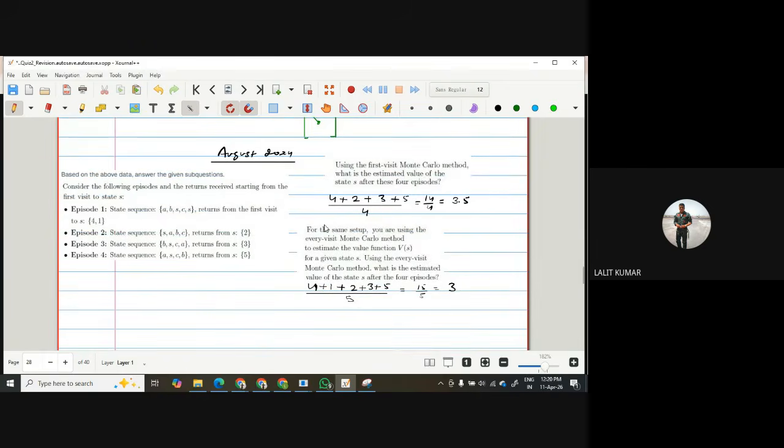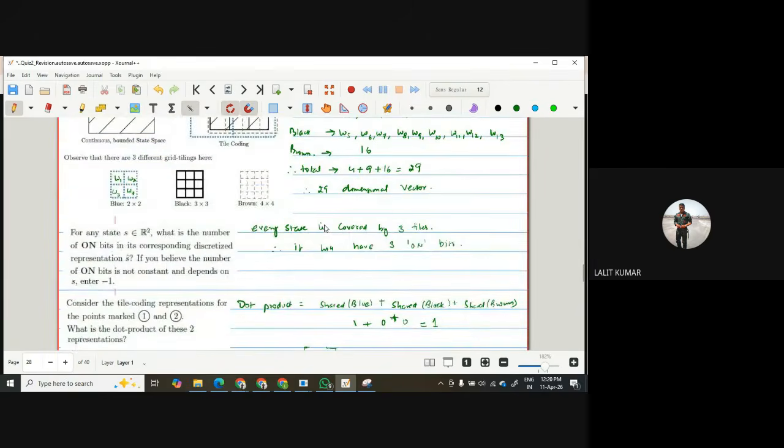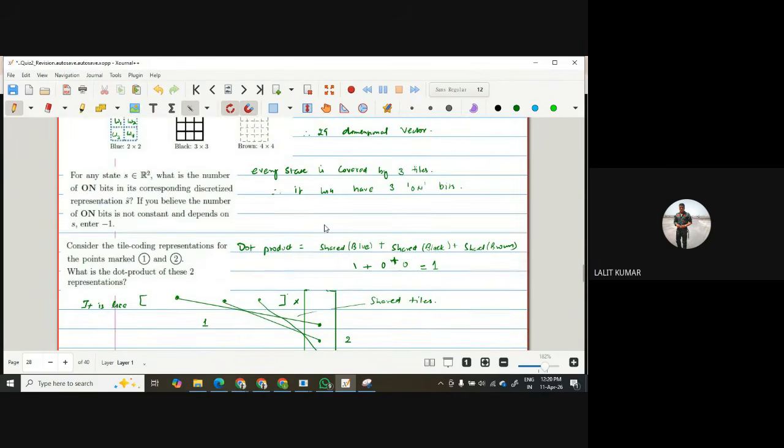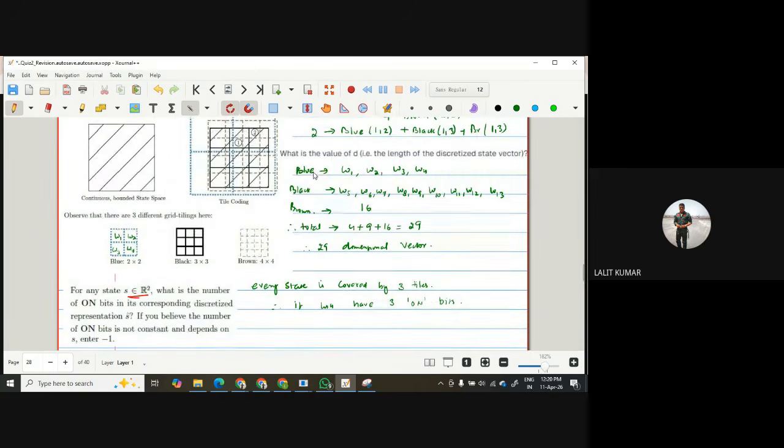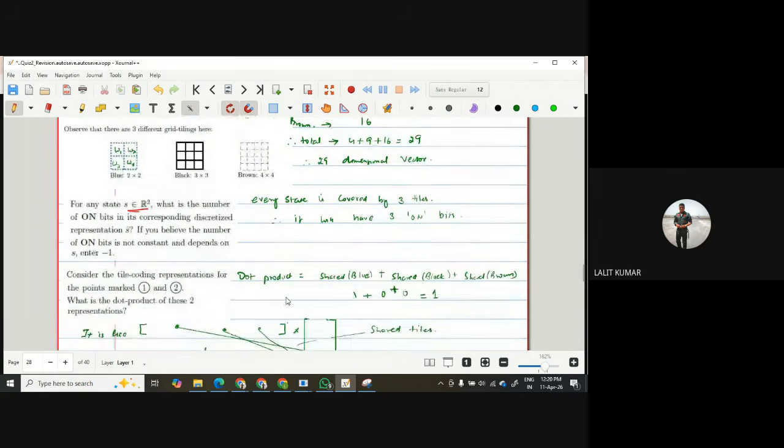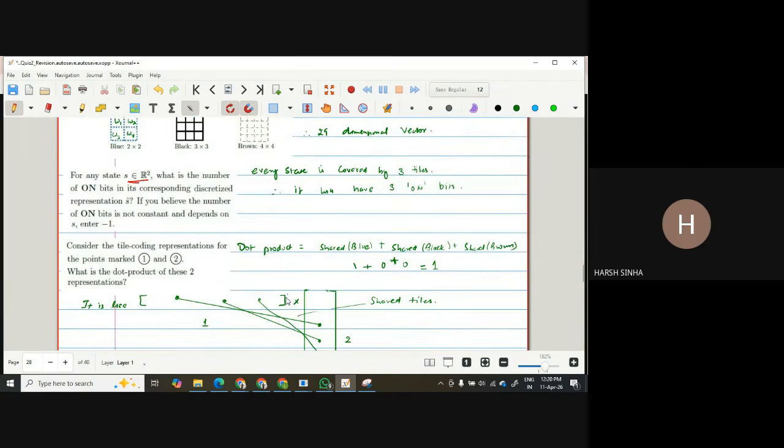Okay, no problem. Now the second is a question again we'll understand. Now for any state S which is belonging to R2, so here is the S. Sir, one question. In this tile encoding, we always do one hot encoding, right? Means, every time the question will come, it will be only one hot encoding? So you will have to consider these weights which are there.